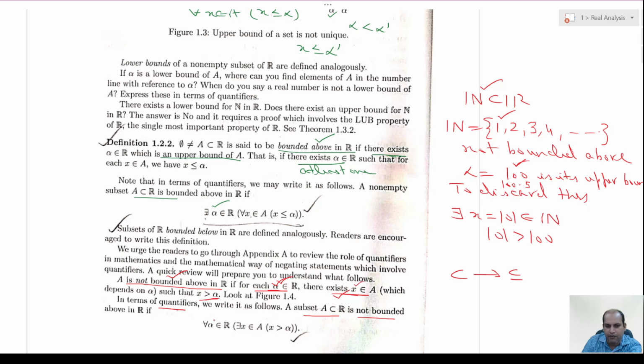So to discard that alpha is an upper bound, we need to produce at least one member from the set which exceeds this alpha. This is the technique we will use to discard that, and it will be used in various proofs. Even in proving the Archimedean property of R, we will look at how to show that this set is not bounded above.